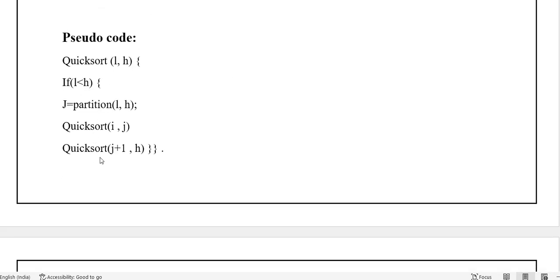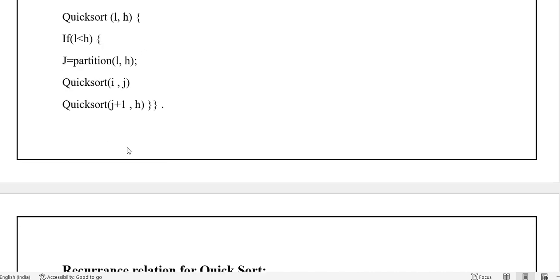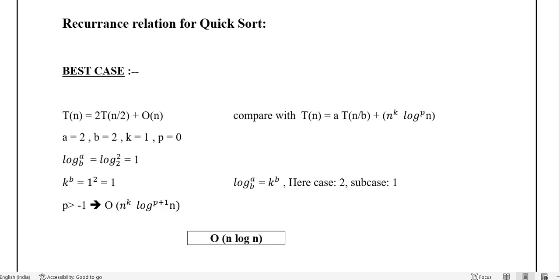Here is the pseudocode. The pseudocode is very simple, but it works efficiently. Consider quicksort with low and high. If the condition low less than high is true, then it goes to the subarrays and sorts, then again takes the sort from j plus 1 to high. This is the main process of the pseudocode.